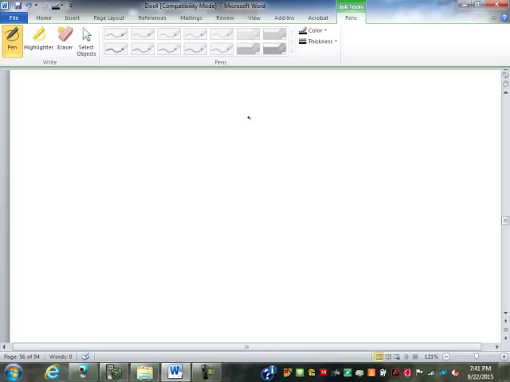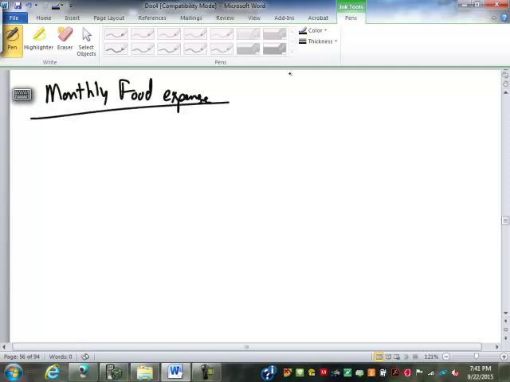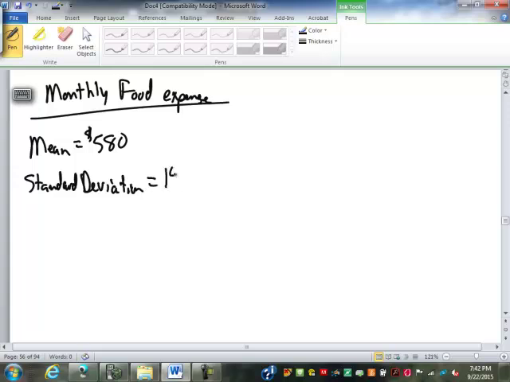Okay, so let's say that the average household, I'm looking at food expense, monthly food expense for a family of 4. Let's say the mean monthly expense is $580. The standard deviation of $140.